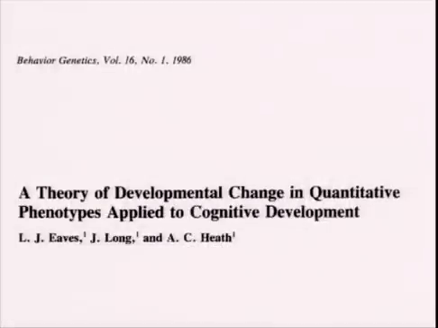And I'm not going to do one of those nice reviews like several other people have done. I'm just going to talk about one paper in particular that's been a great inspiration to me. It's been up there before. It's this one, A Theory of Developmental Change in Quantitative Phenotypes Applied to Cognitive Development, that he did with Andrew and Jay Long, a name I actually don't know. Population genetics, I think it's Michigan there?